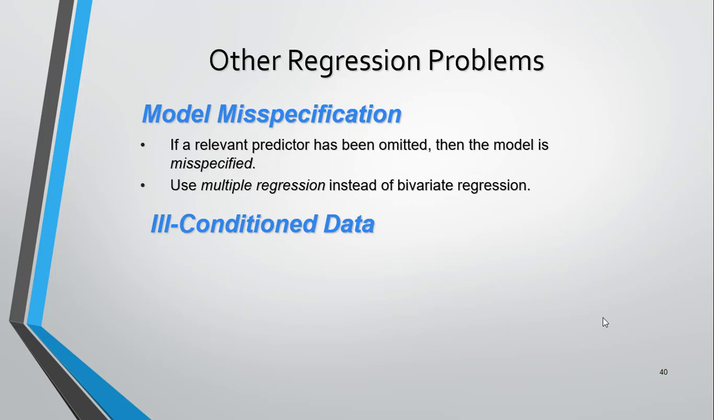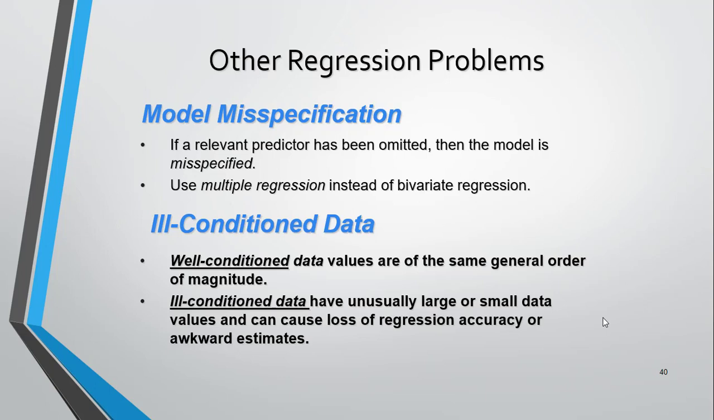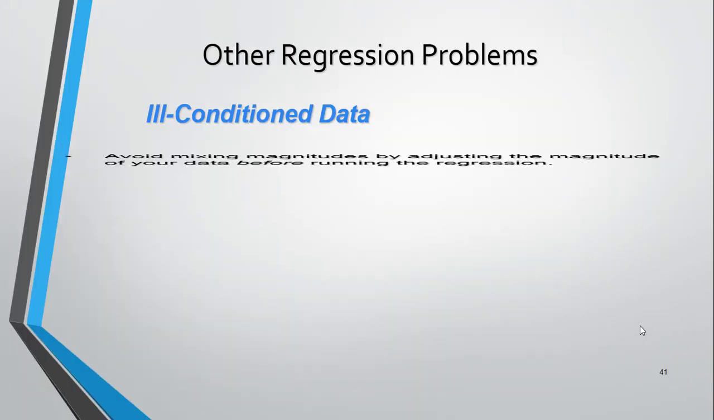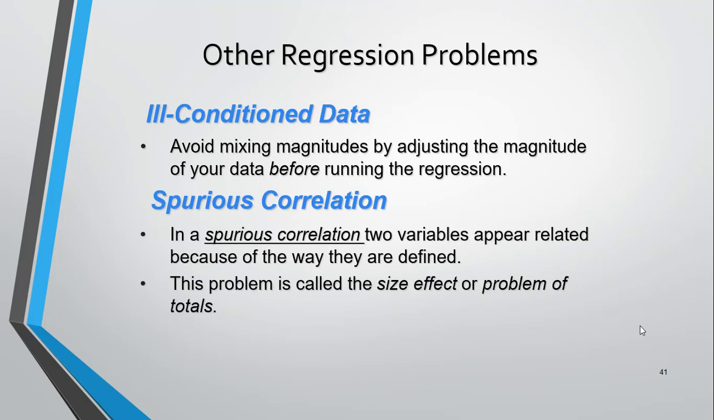Also, model misspecification could be a problem. If a relevant predictor has been omitted, then the model is misspecified. You forgot to include an important predictor variable. You can probably use multiple regression instead of bivariate regression to solve that problem. Or it could be ill-conditioned data. Well-conditioned data values are of the same general order of magnitude. Ill-conditioned data have unusually large or small data values and can cause loss of regression accuracy or awkward estimates. For ill-conditioned data, avoid mixing magnitudes by adjusting the magnitude of your data before you run your regression.